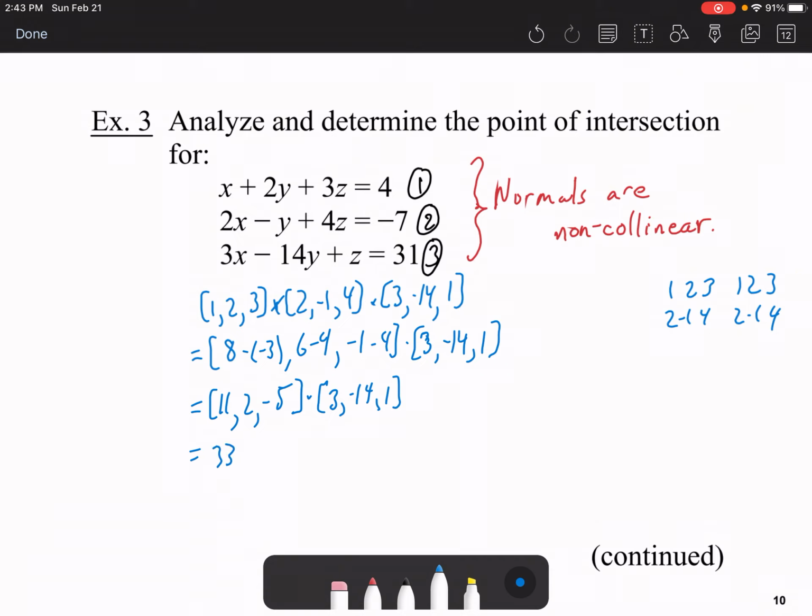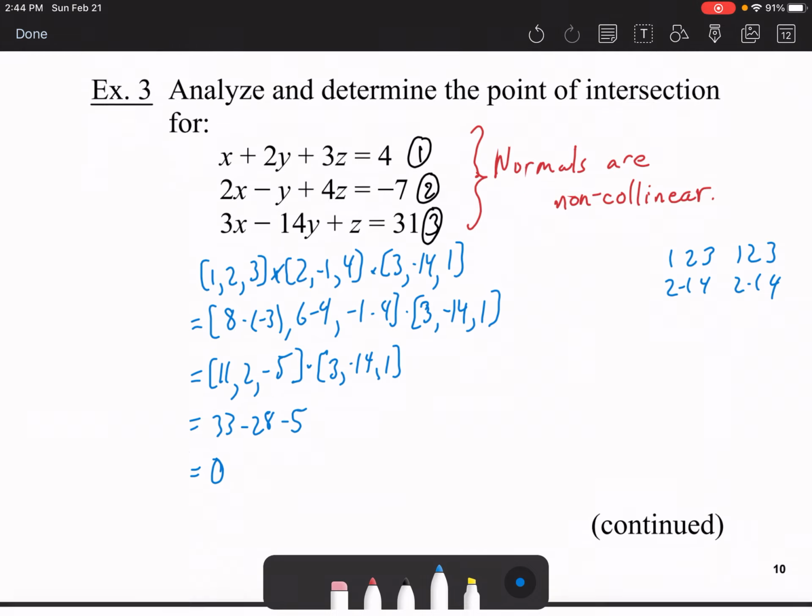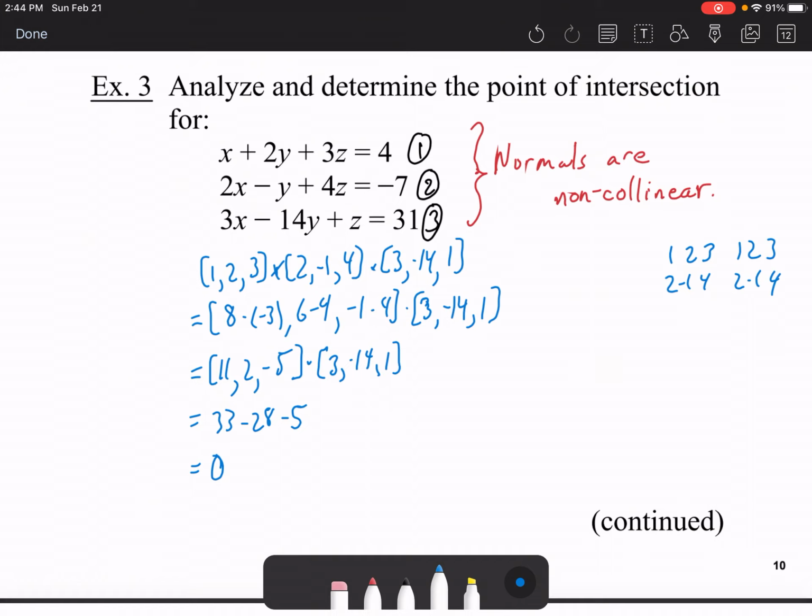So 33 minus 28 minus 5. Well, that does equal 0. So that means these normals are coplanar. Okay, so we still have to go through the process of elimination and substitution to see what kind of options we have available to us.